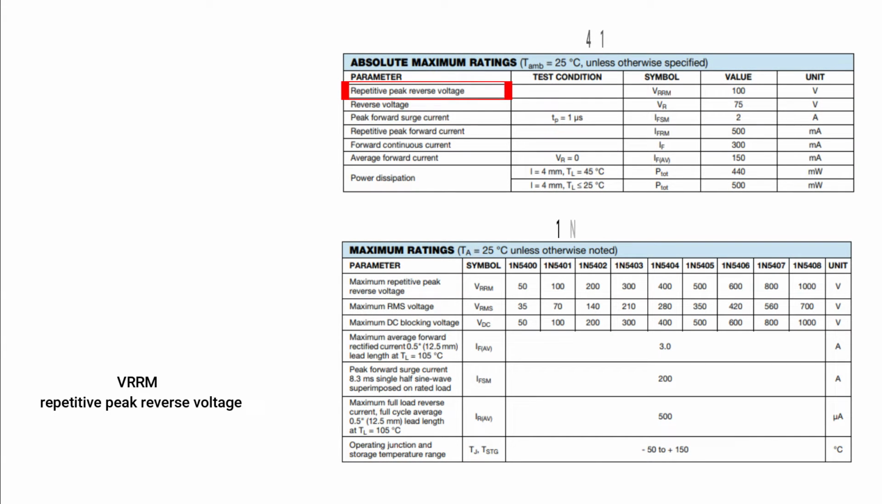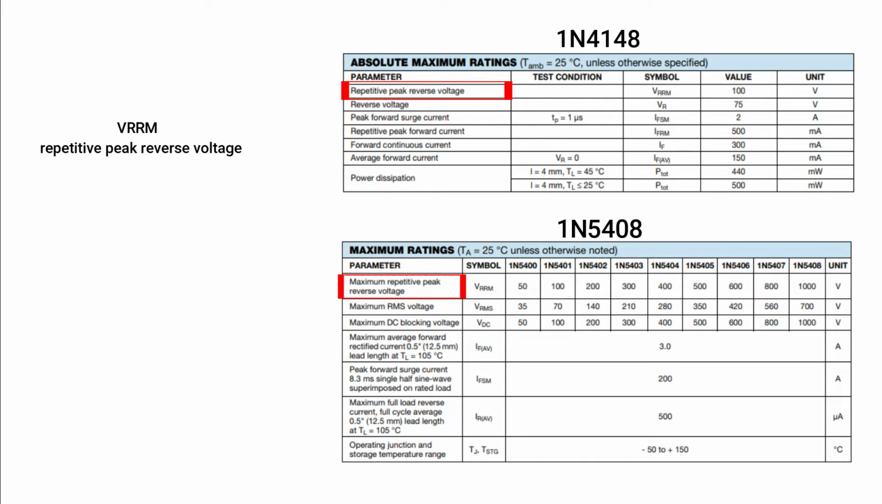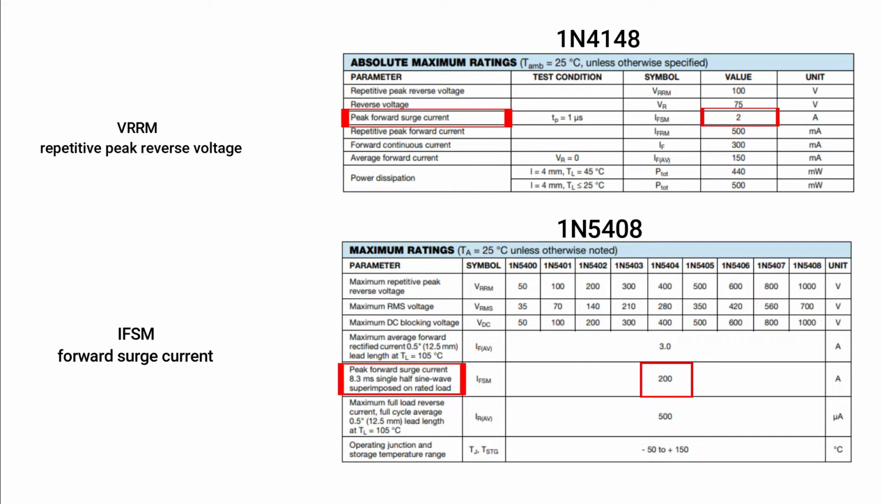Looking at VRRM, repetitive peak reverse voltage, this is maximum 100 volts for 1N4148 diode and 1000 volts for 1N5408 diode. Also, if we look at IFSM, forward surge current, it is maximum 2 amps for 1N4148 diode and 200 amps for 1N5408 diode. And the list can continue.